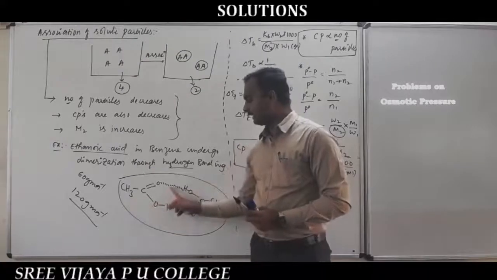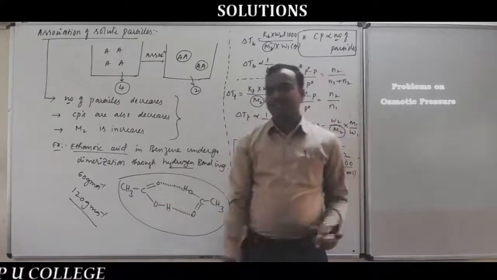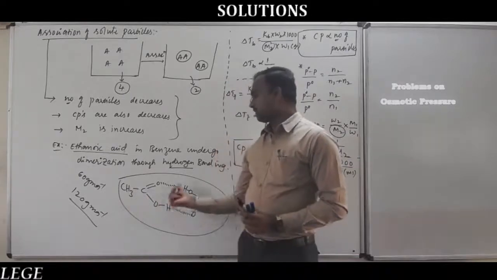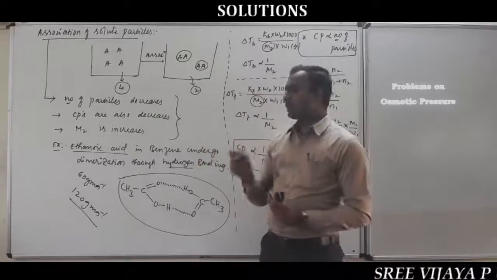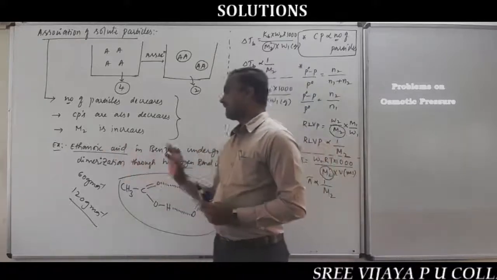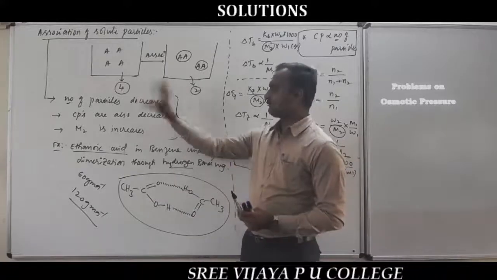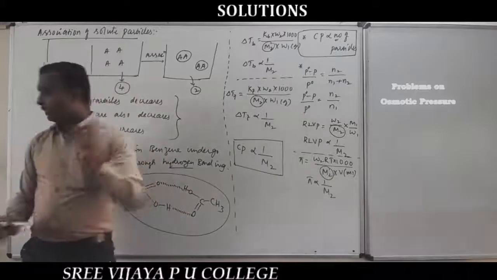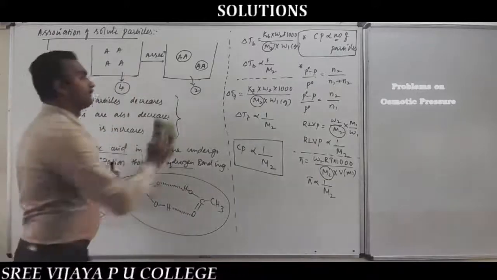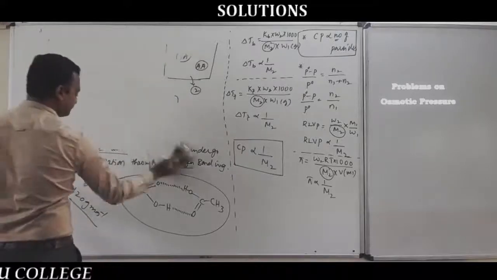Dimerization happens through hydrogen bonding. When two molecules are combined, we call it a dimer. So here, two acetic acid molecules are joined together through the hydrogen bond. So that undergoes association. Therefore, ethanoic acid in benzene is the best example for association of solute particles. So that's about the concept of association of solute particles. Let me take another important concept, that is dissociation of solute particles.